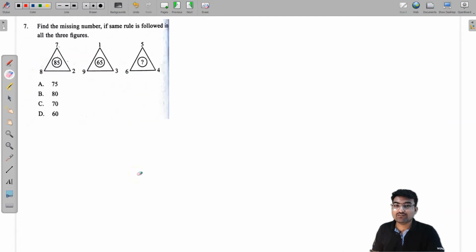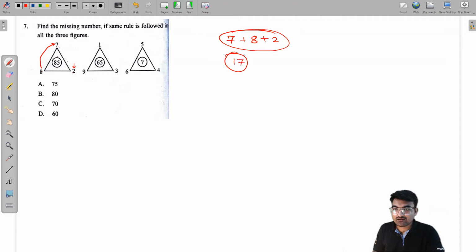Okay, so we'll solve question number 7. Now just look at these three numbers, 7, 8 and 2. What will happen if we add them? 7 plus 8 plus 2, what are we getting? 17, right. So 17 and 85, do they have any relation? 17 and 85, yes, 17 fives are 85, right.